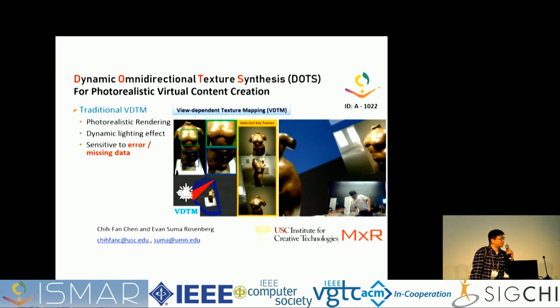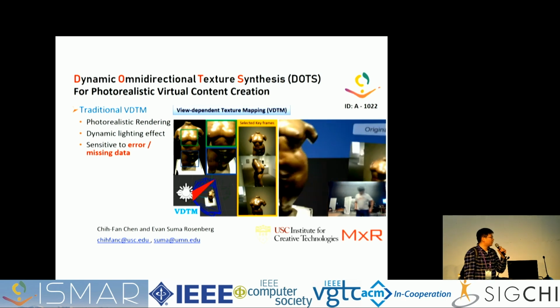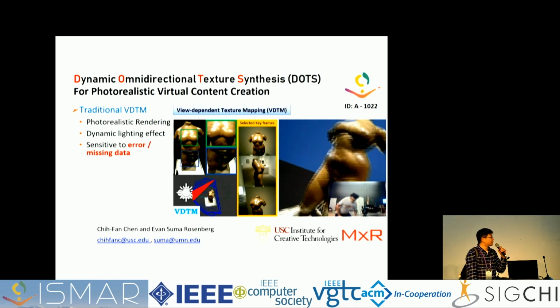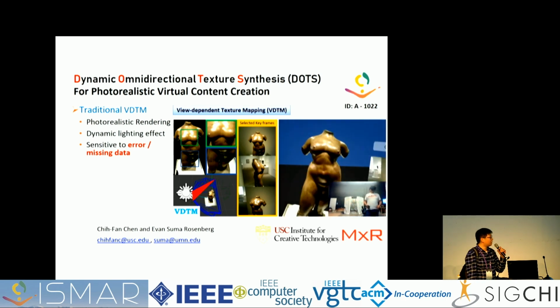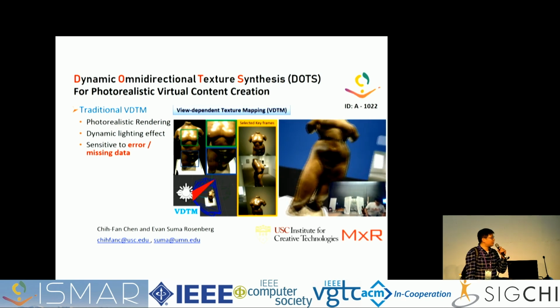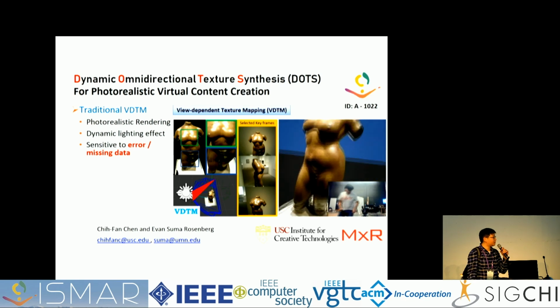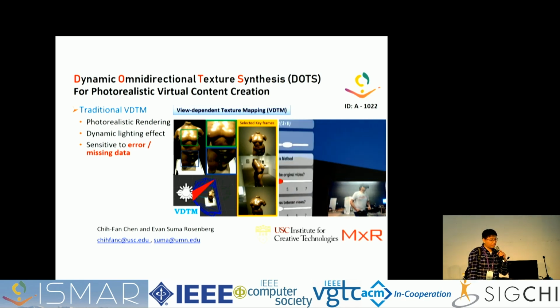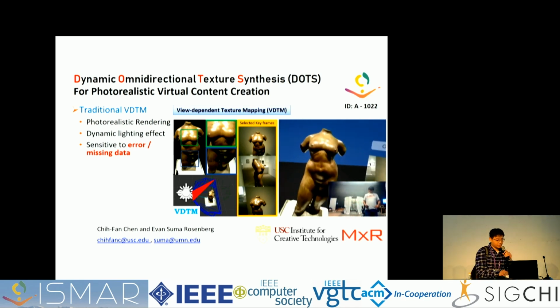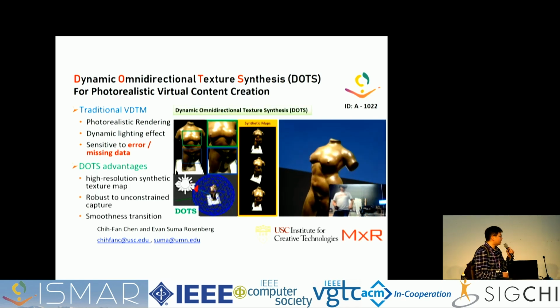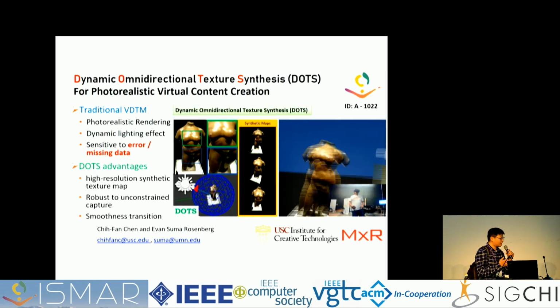Hello, everyone. Today I'm going to present our work, a new view-dependent texture mapping method called DOTS. So basically, VDTM can achieve photorealistic rendering, and it can preserve the dynamic lighting effect. However, it's very sensitive to error or missing data. So our DOTS is trying to create a set of synthetic textures.